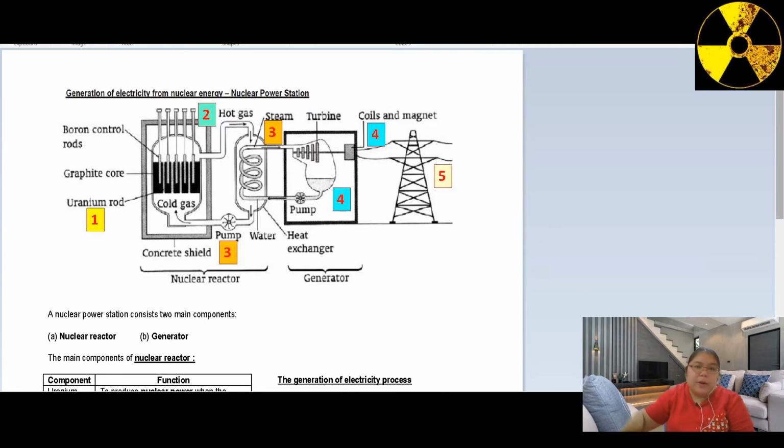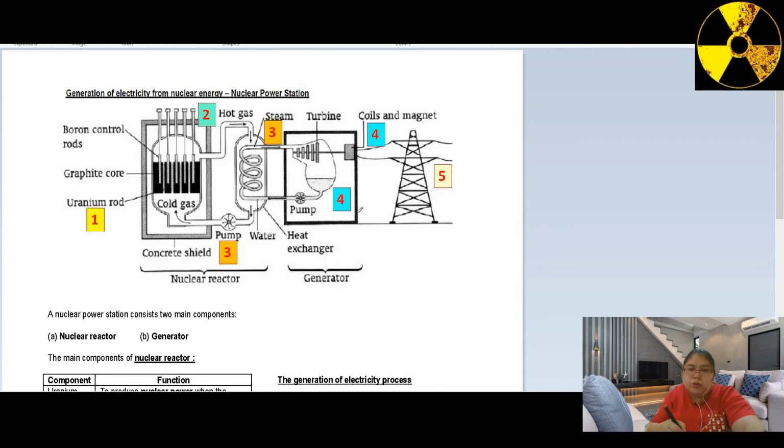First part I want you to label. Can you see I labeled all the numbers already? You follow me to label the numbers. Uranium is number 1. This part just now I showed you, graphite, number 2. You help me to label there's a hot gas, number 3. We got 2 parts. Steam is number 3. Pump water here also is number 3. So that means the number 3, we got 2 situations.